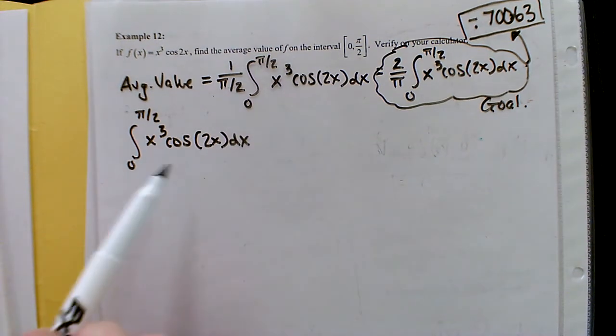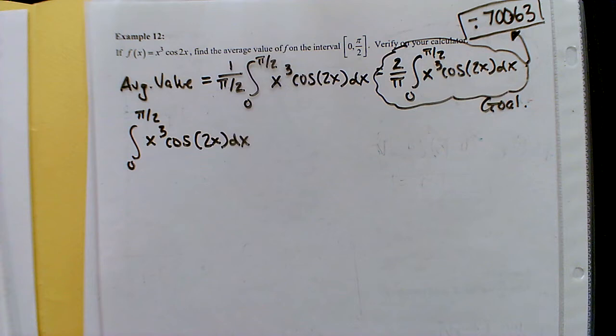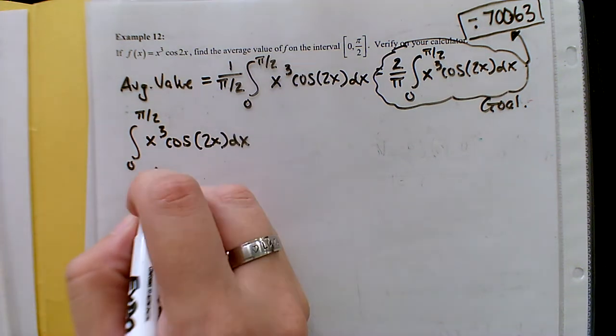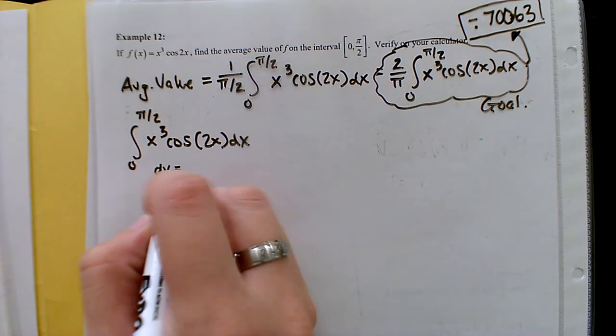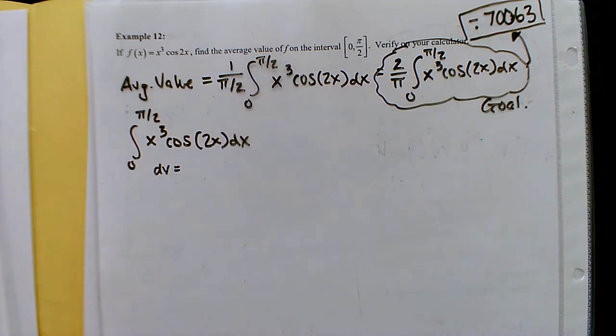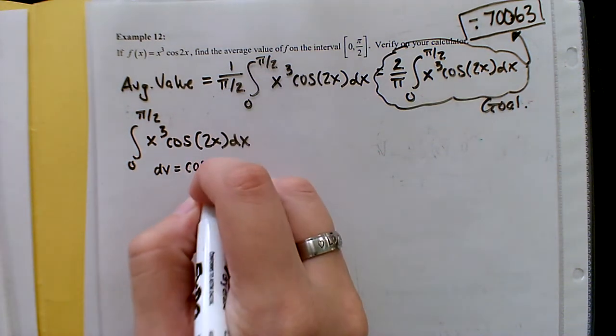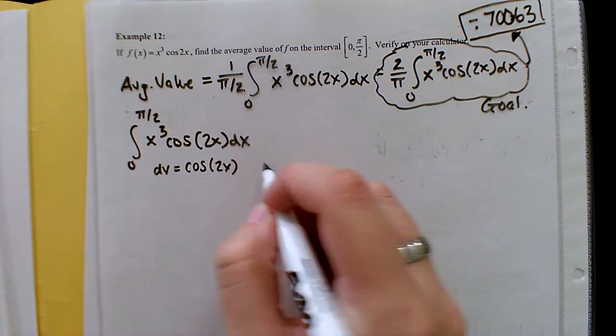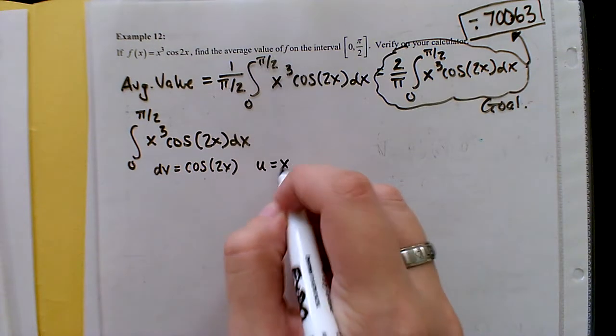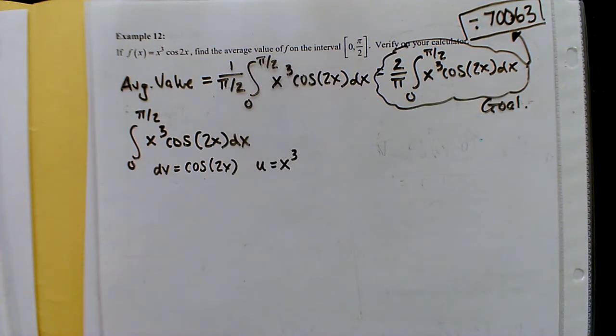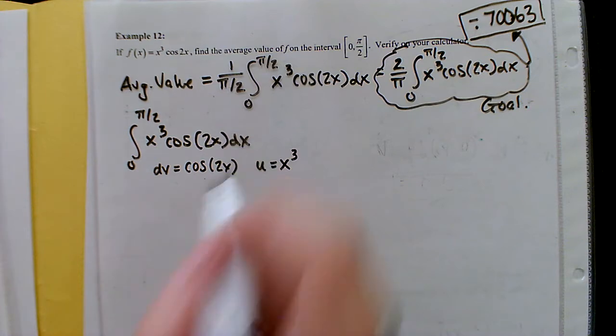We should be easily able to take the derivative of at least one, and then integrate the other, or maybe both. If we're going to use by parts, let's think about our acronym, anagram, I never remember. Yeah, we're going to use cosine 2x for dv. That's our trig function, which means the algebraic x cubed would be our u. So think about detail.